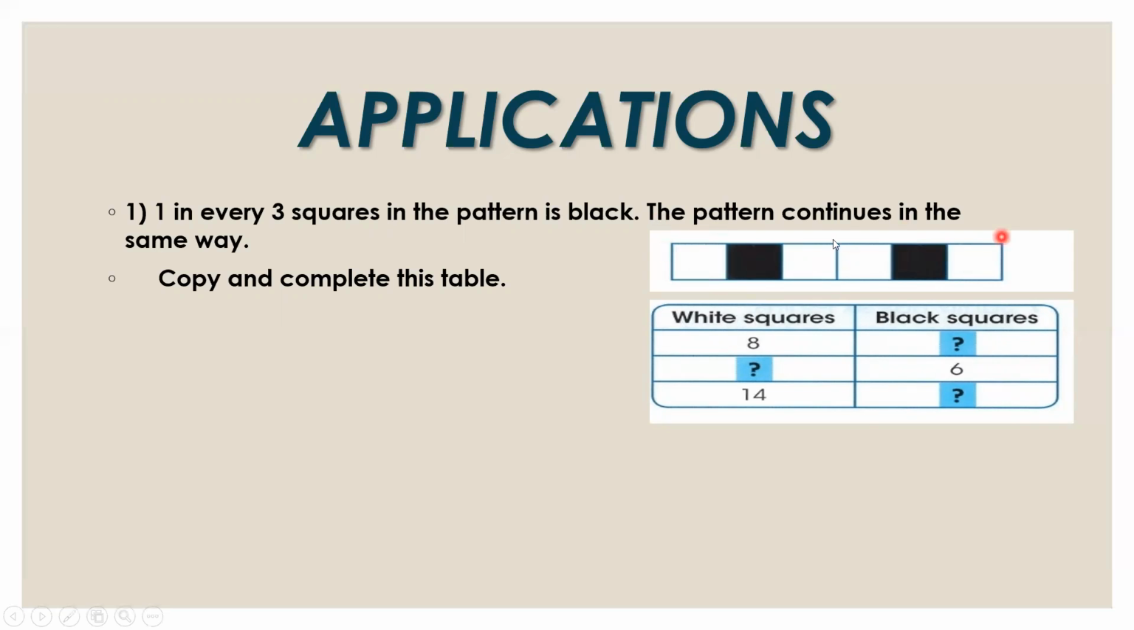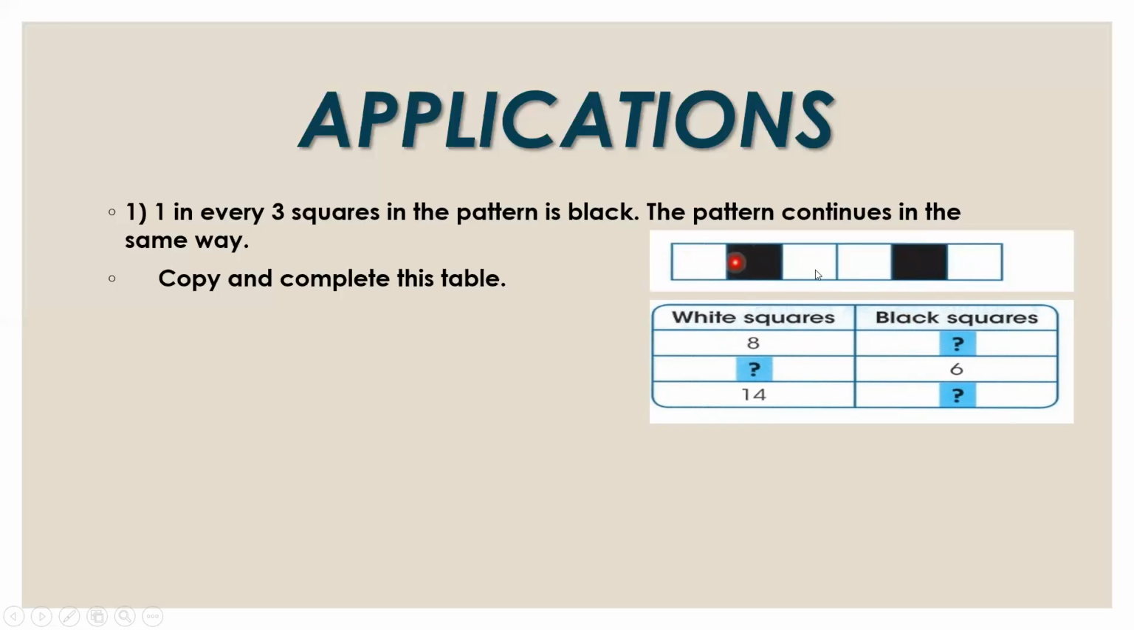Now look at this pattern. They're telling that this pattern continues in the same way. If it continues in the same way, then how can you complete this tabular column? That's the question. So this pattern is a combination of white and black shades.